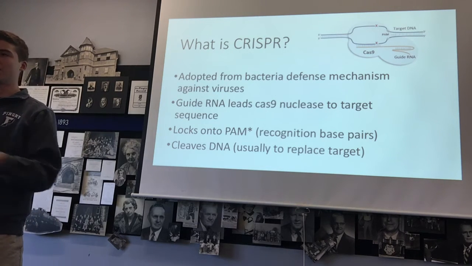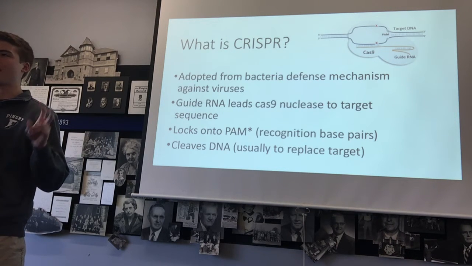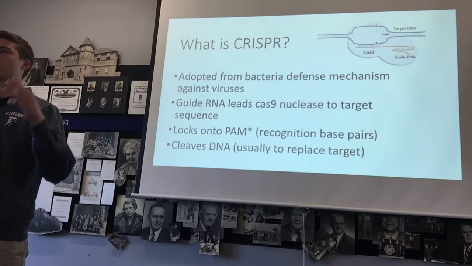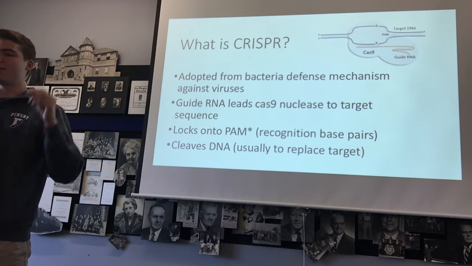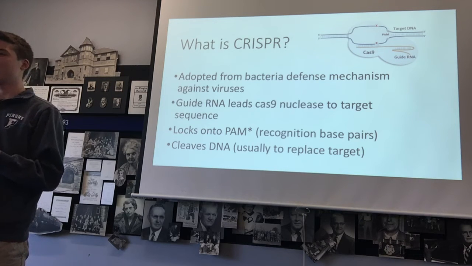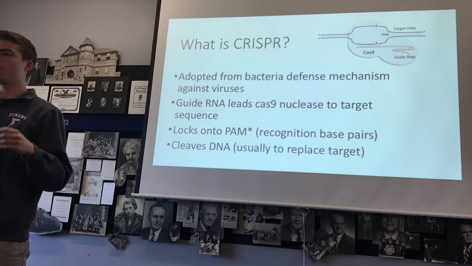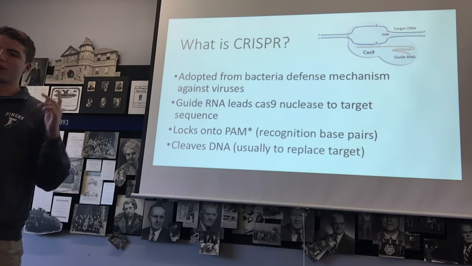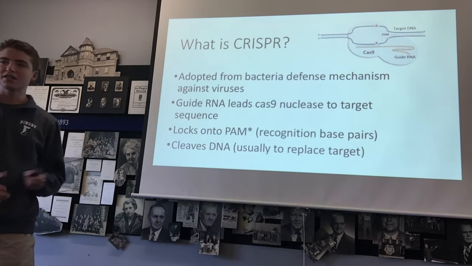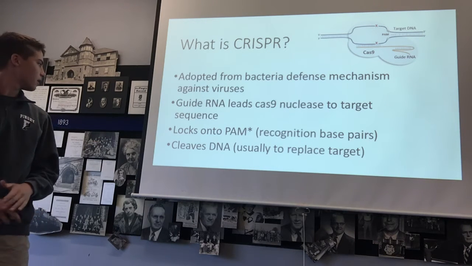Once the guide RNA leads it to that viral DNA, it will lock on to what is called the PAM sequence, which is just three base pairs that will serve as the recognition base pairs. So that is going to help the guide RNA and the Cas9 nuclease identify where to separate the two DNA strands and where to cleave it. And I put an asterisk next to the PAM because I'm going to come back to that later.